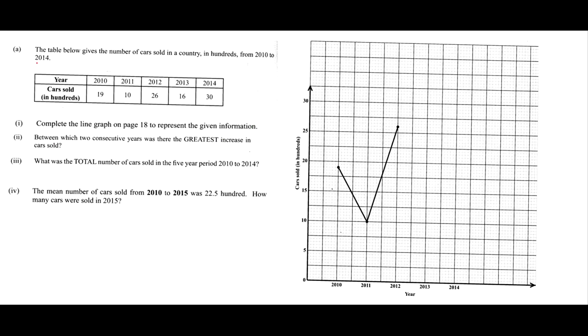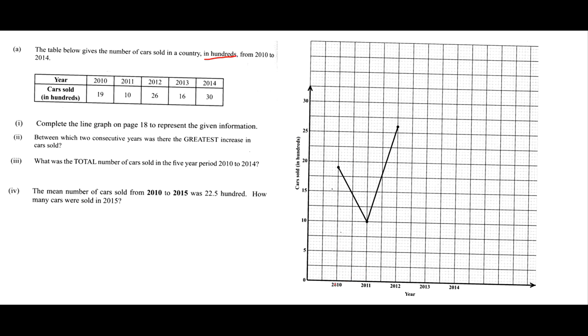Okay, so part A. The table below gives the number of cars sold in a country in hundreds from 2010 to 2014. So for 2010 we have 1900 cars sold, and so on. Complete the line graph on page 8 to represent the given information.